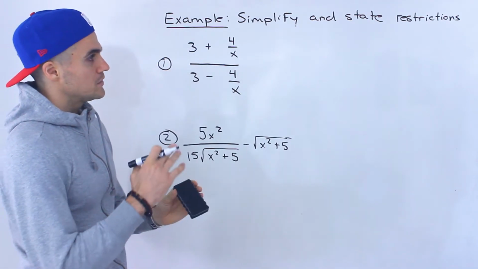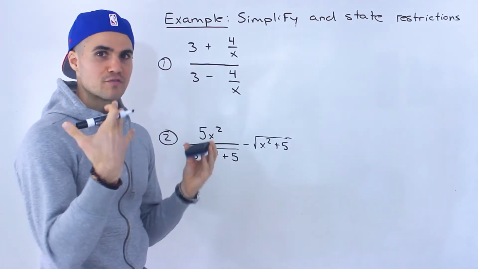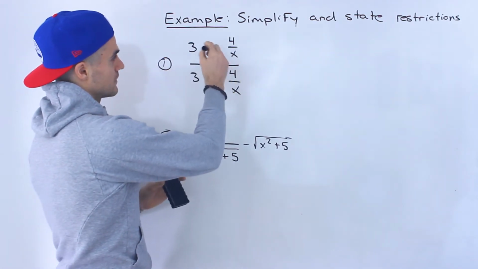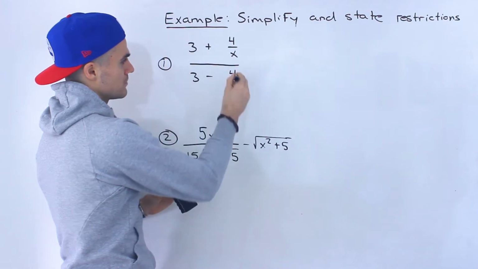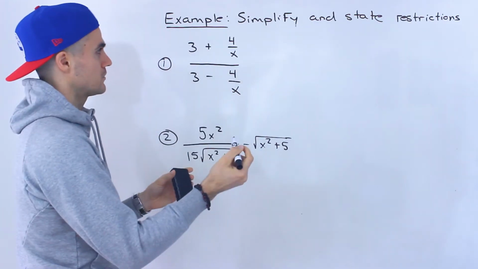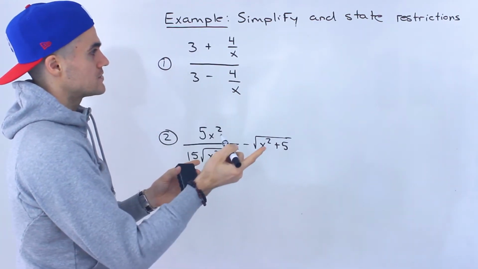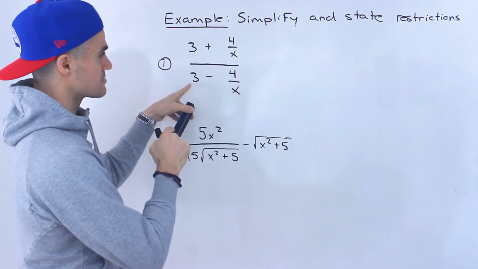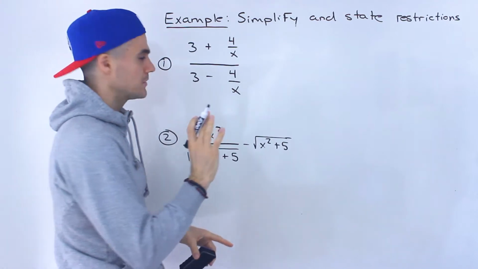So what do we usually look for first? We look for, can we factor anything? And notice in this case, there's nothing to factor. We've got 3 plus 4 over x and 3 minus 4 over x, and we can't really do anything with that. Then we want to get the restrictions. With this particular expression, the restrictions are going to be a little bit unique to get.